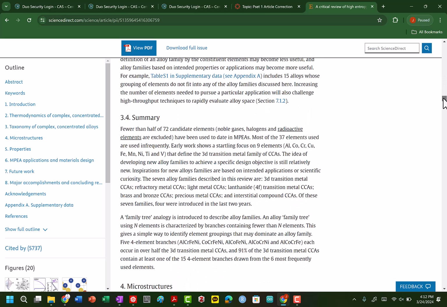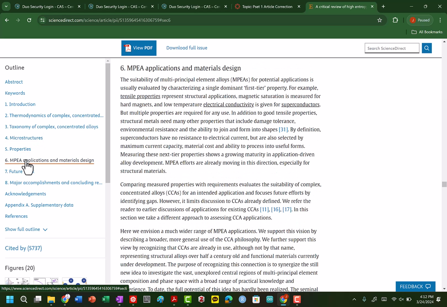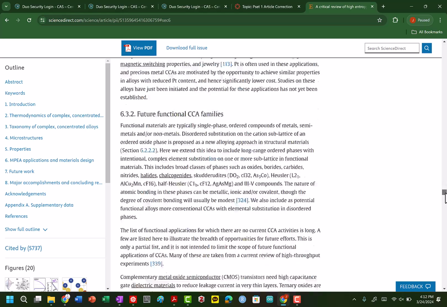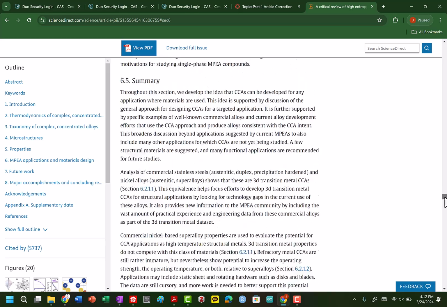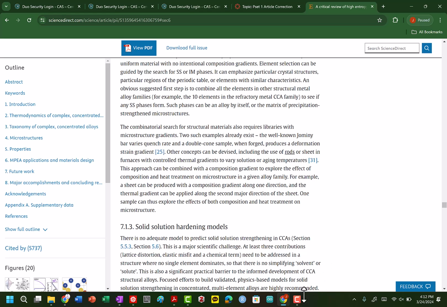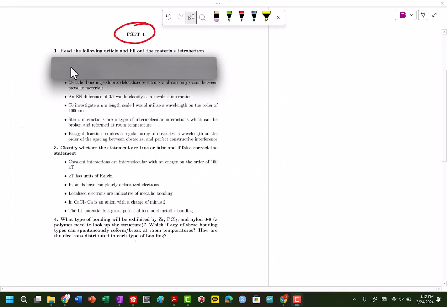So, for example, you can look at some of the microstructures, some of the applications effectively. They have lots of different and very unique mechanical properties, as well as lots of different other properties as well. So how do we fill out our materials tetrahedron for this?